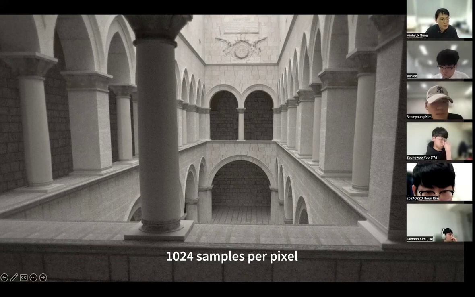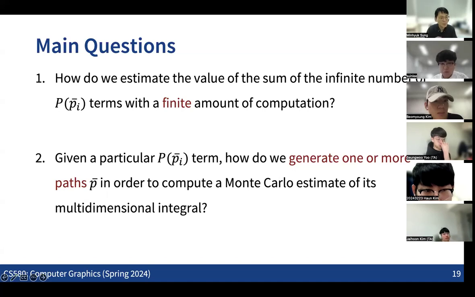So the two main questions in the path tracing system are: how do we estimate the value of the sum of the infinite number of these p terms with a finite amount of computation, with the best quality? And given a particular p term, how do we generate one or more paths to compute the Monte Carlo estimate of the multi-dimensional integral? Those are the two main questions for making an efficient path tracing system.